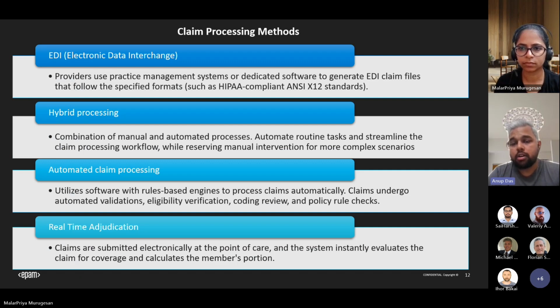Now, moving on to the next slide, Malar is going to give a deep dive into what are all the different claim processing methods. So over to you, Malar.